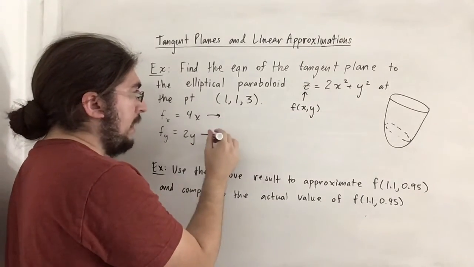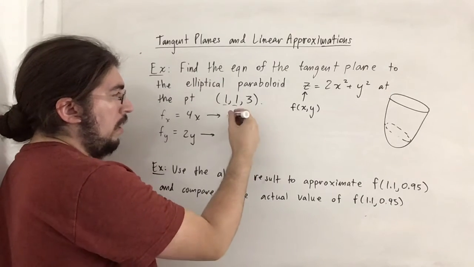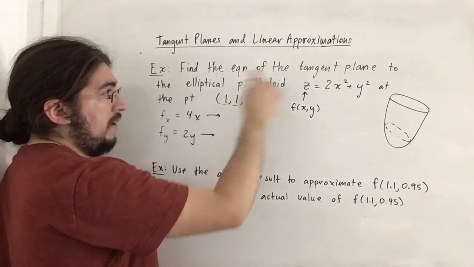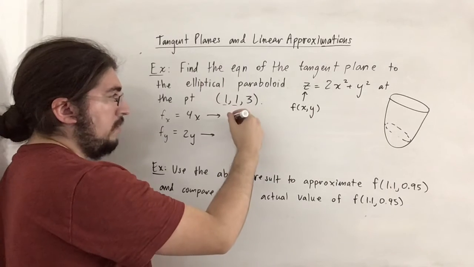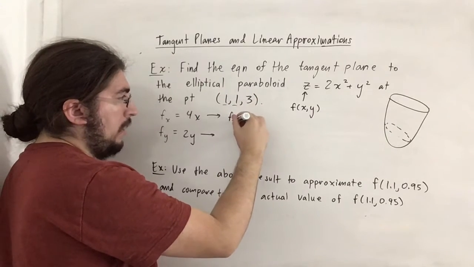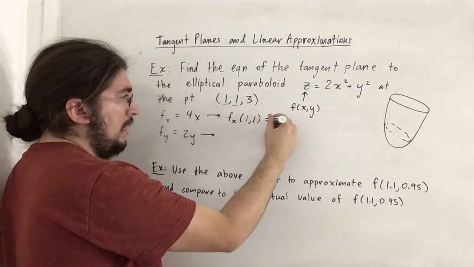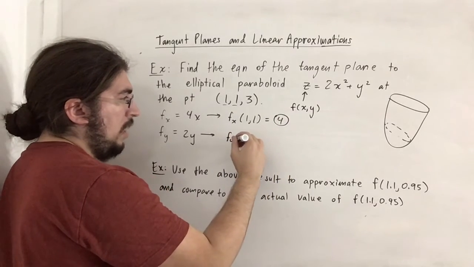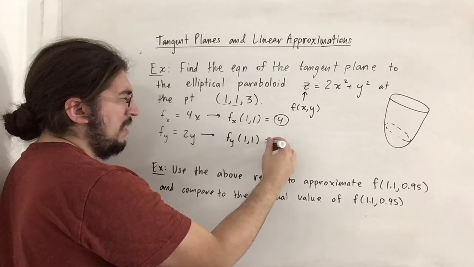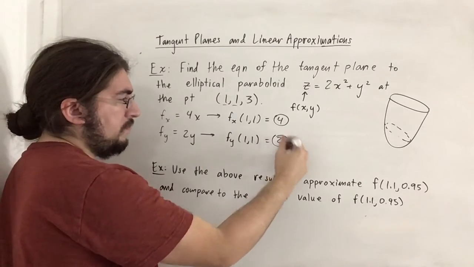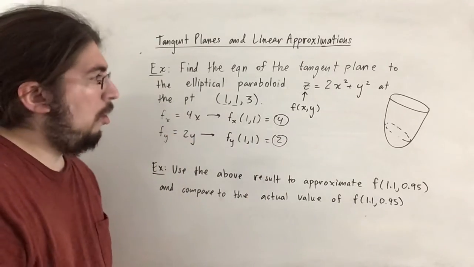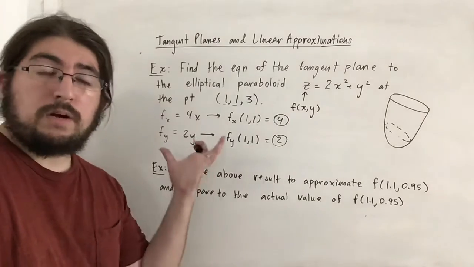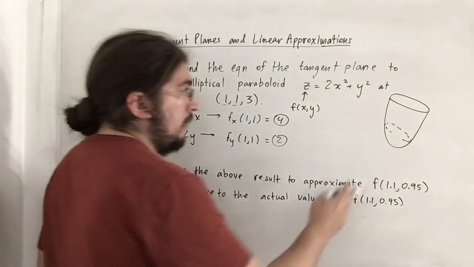And now plugging in the x and y values of our particular point that we want to find the tangent plane at, we'll plug in 1 comma 1. When x is 1, this is just 4. So let me circle this result. And when y is 1, for this function, we just get 2. Perfect.